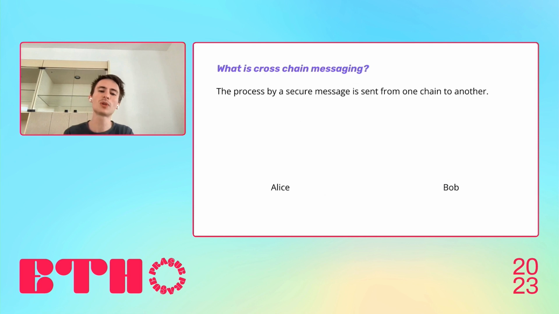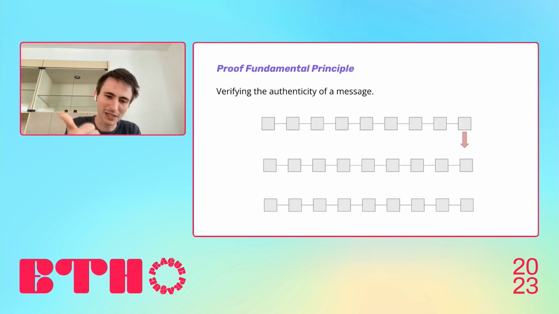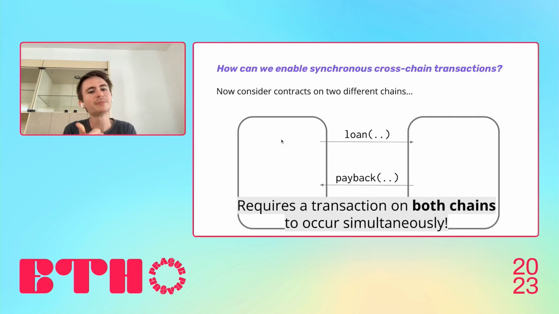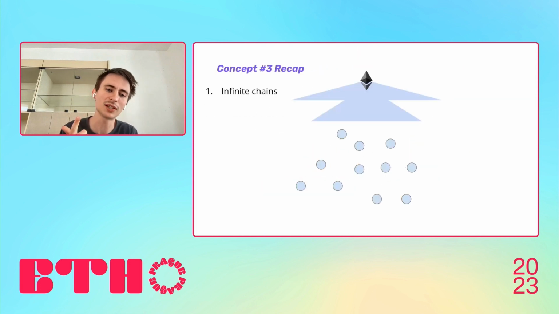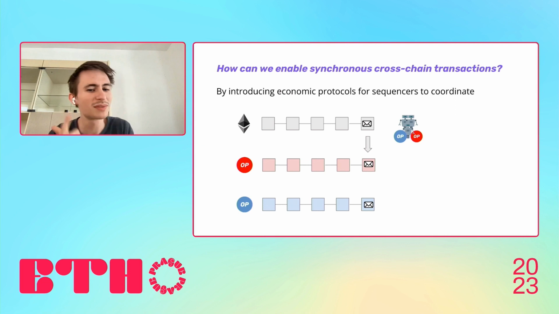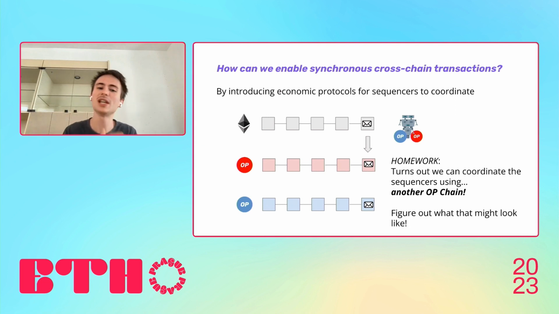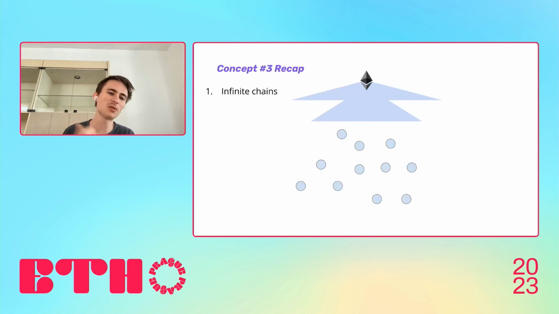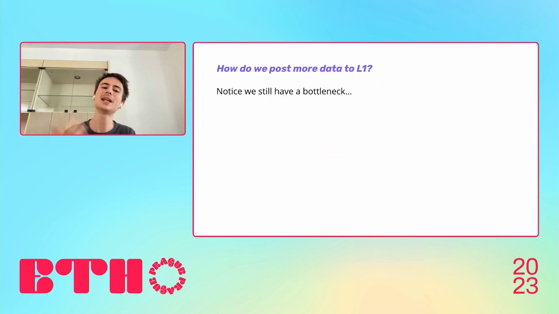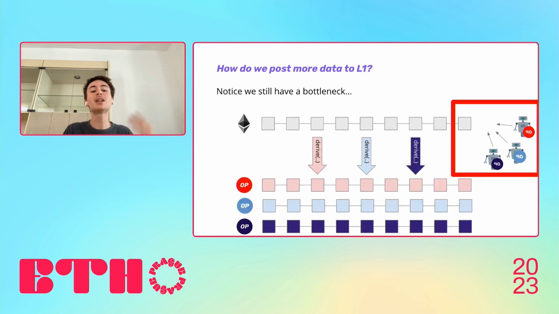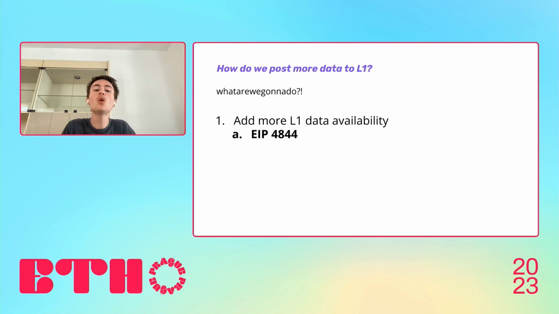Unfortunately, we were not able to get to message passing, which is how chains communicate. We were also not able to get to sequencing, which is how chains actually synchronize with each other, so you can do things like atomic cross-chain arbs. And we did not talk about the other scaling resource, which is data availability. However, because I've given this talk before, maybe you already know.